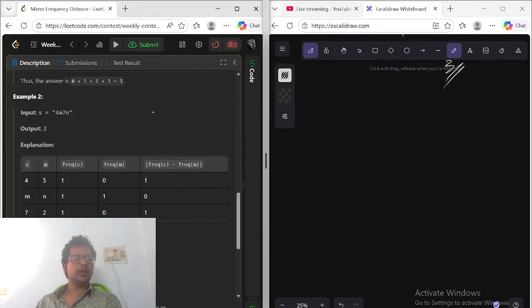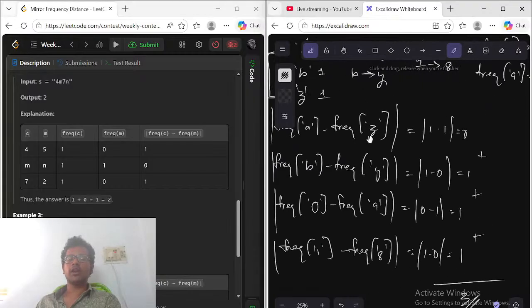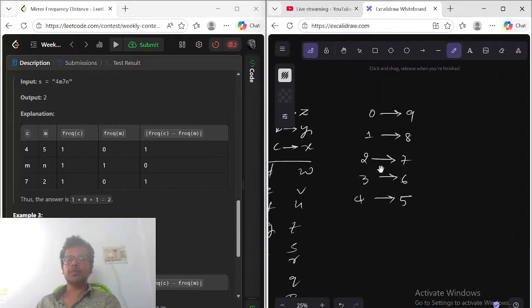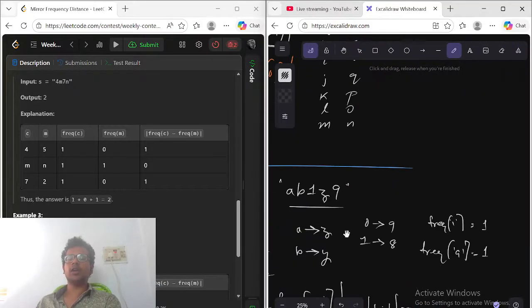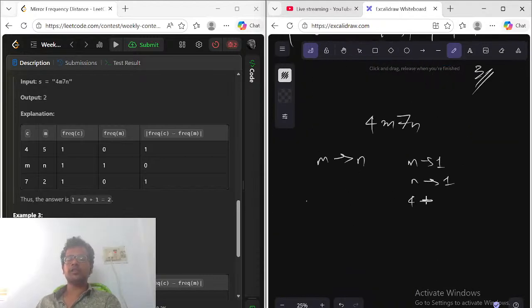Now let us come to the next example, M4N7, sorry. M and N are mirror characters. I have M one time and N one time. Now 4 and 7: are they mirror characters? No, they are not mirror characters. So 4 has occurred one time, and 7 has occurred one time.